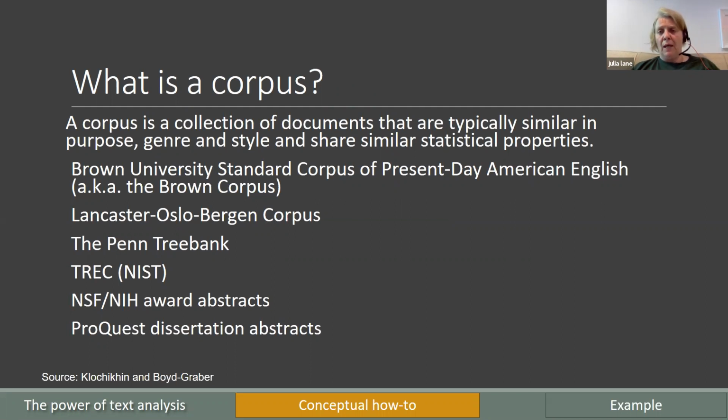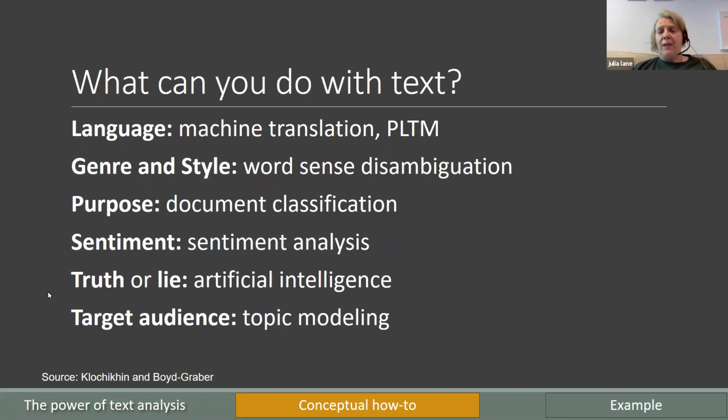So there are some very standard corpora that are available to computer scientists who want to test their algorithms, test their natural language processing techniques. In the book, we talk about award abstracts and dissertation abstracts and patents, because those are readily available and make a lot of sense to, I think, a lot of people. But each of those is an example of a corpus. Now, obviously, as I said before, there's an enormous amount of things you can do with the text.